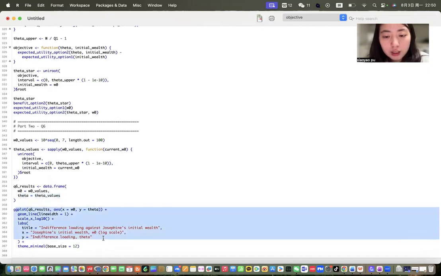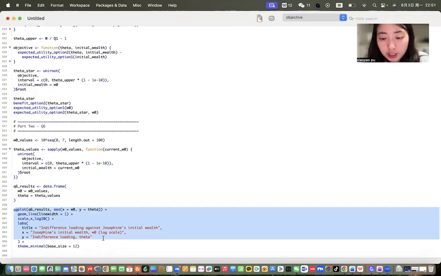Next, this draws the indifference loading against initial wealth. scale_x_log10 uses a logarithmic horizontal axis because wealth covers several orders of magnitude. The downward sloping curve shows that Josephine accepts a smaller loading as her existing wealth increases.